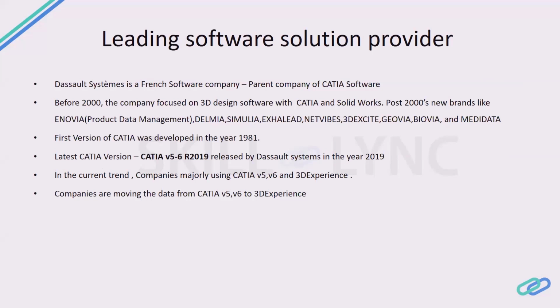Now I would like to share who the software provider is and about CATIA's progress. As mentioned earlier, CATIA was developed by Dassault Systems in the year 1981. Before 2000, they came up with CATIA and SolidWorks. These two are the design software. Once they progressed well in the market, after 2000, they came up with the product data management tool called Enovia. Delmia is the manufacturing suite. Simulia is for simulation, and also Exalead, Netvibes, and 3DEXCITE.